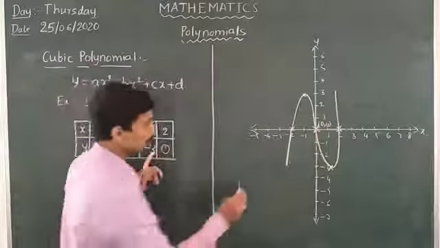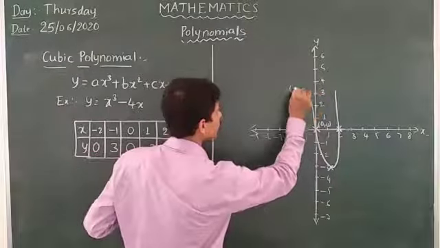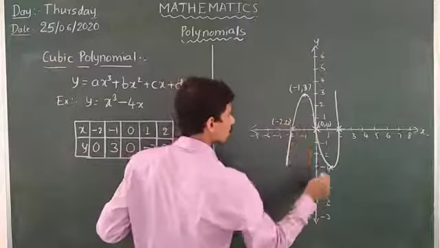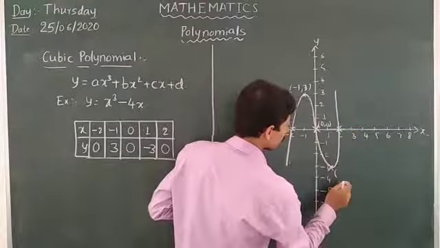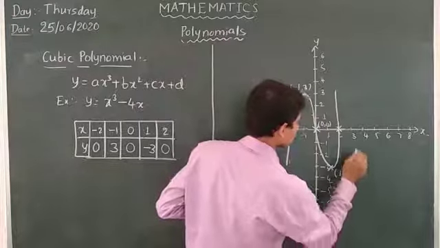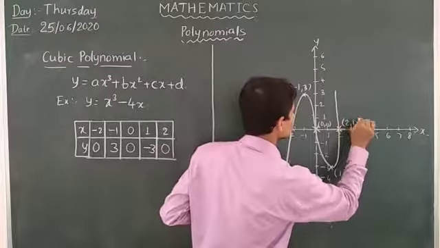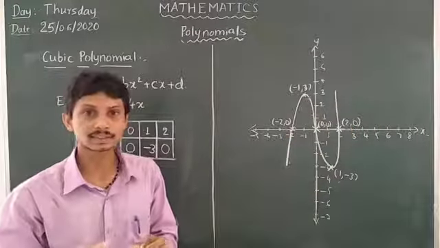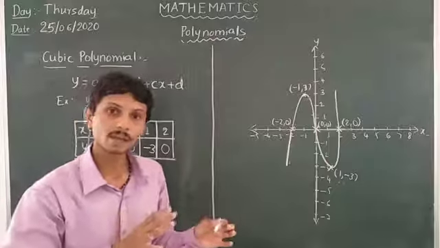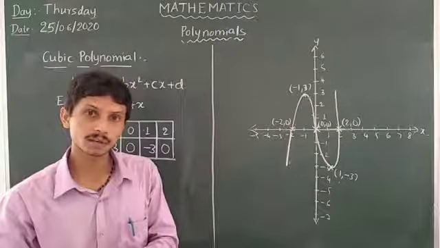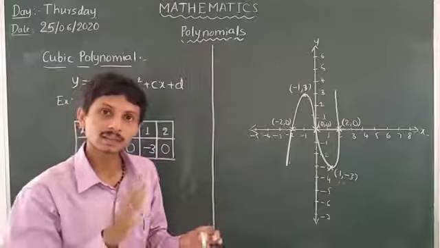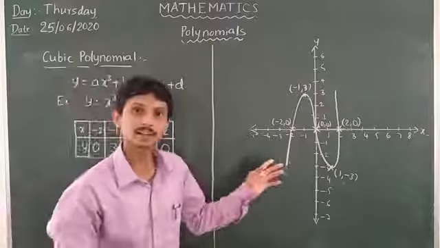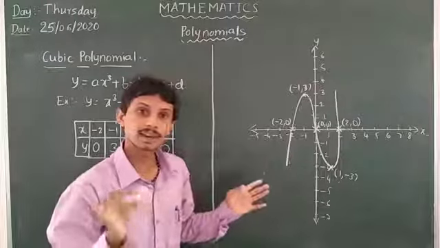Then here 1, minus 3. Minus 1, 3 here. Then here minus 2, 0. Then here 1, minus 3. Then 2, 0. The curve intersects the x-axis. That means the value of the polynomial is 0 where the curve intersects the x-axis. So we have to identify where the curve intersects the x-axis.